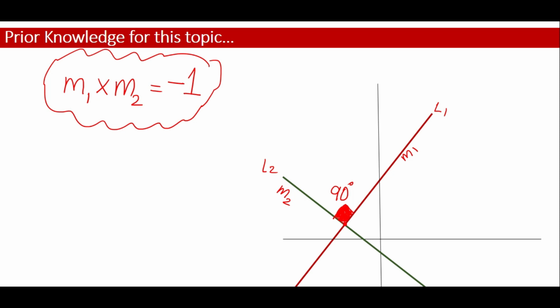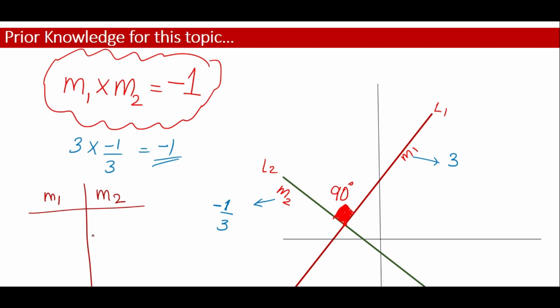Now let me use some numbers. For example, if m1 takes a value equal to 3, then m2 takes a value of 1 by 3 with a negative sign. So it's going to be -1 by 3. Now let's just do the checking. You can see 3 times -1 over 3 giving you -1.